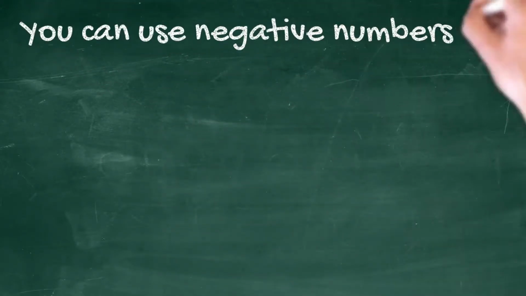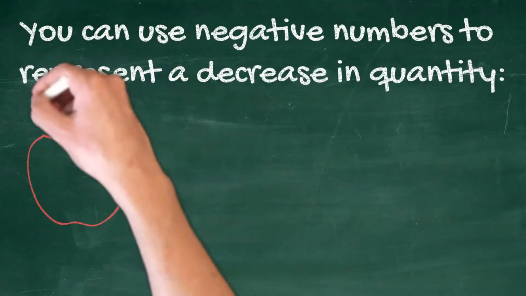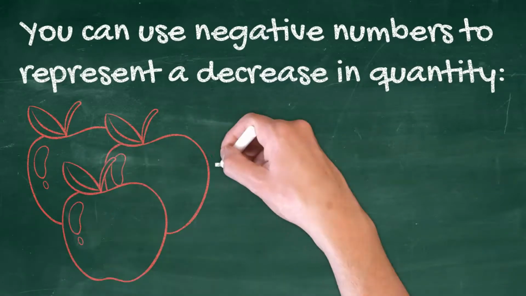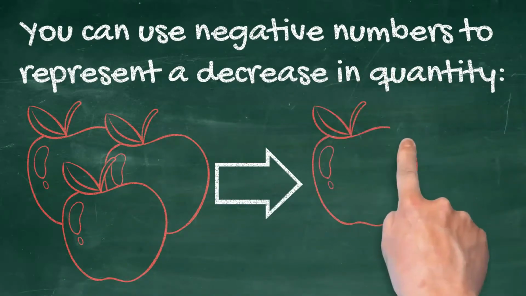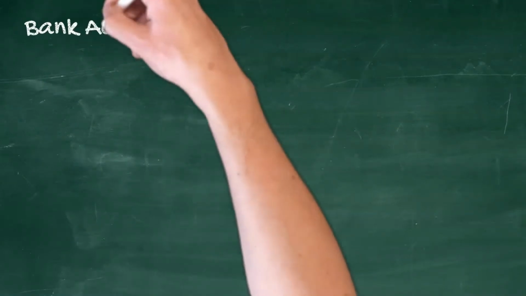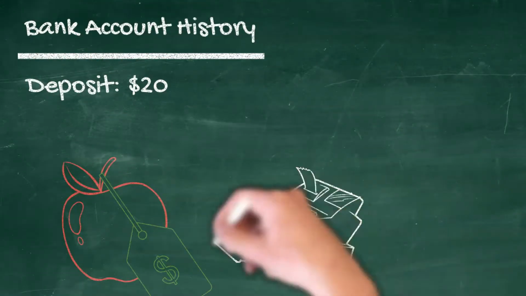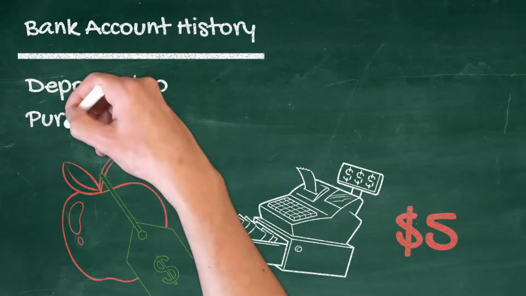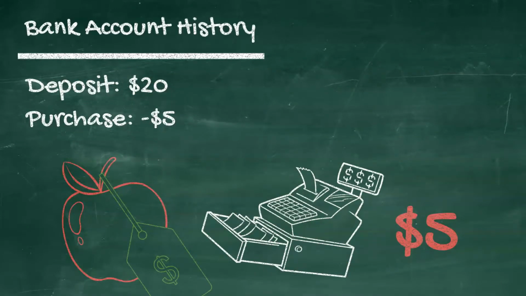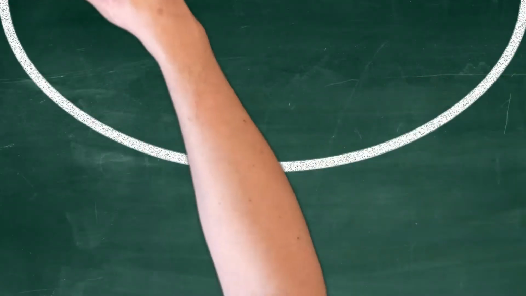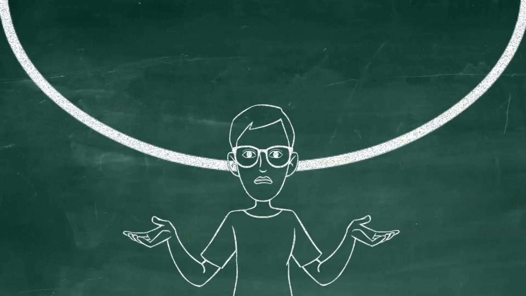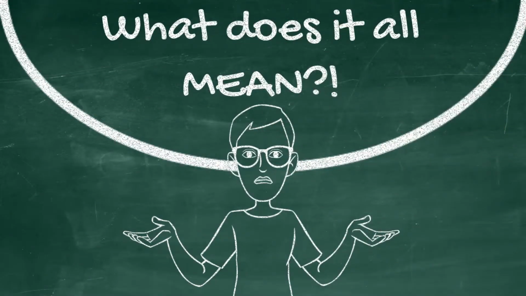As with most concepts in math, there are many applications for negative numbers. The most basic application uses negative numbers to represent a decrease in quantity. For example, if you start with $20 in the bank and you spend $5, your bank account's history will show a transaction of negative $5. We now understand why we need negative numbers, but what do they really mean?